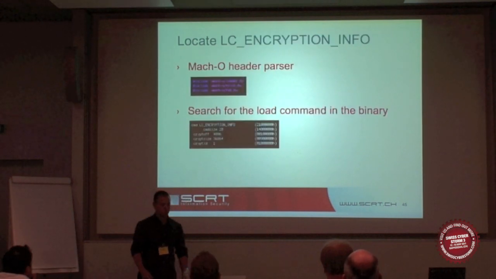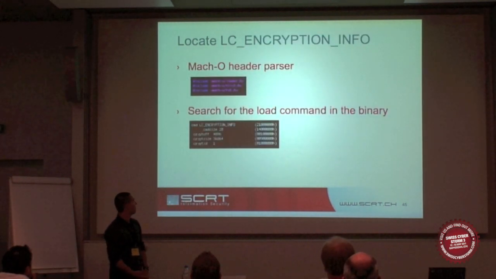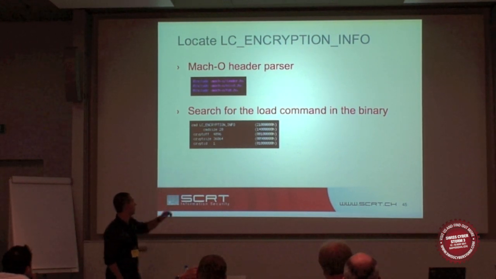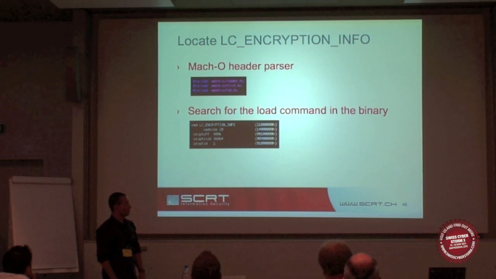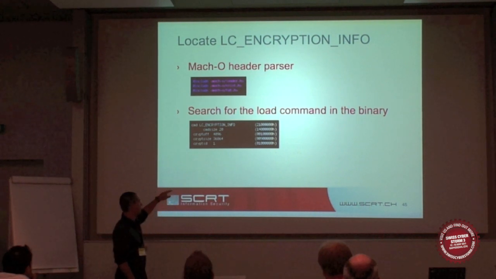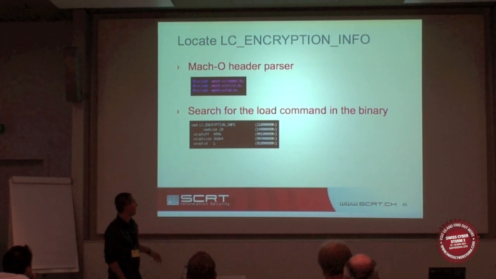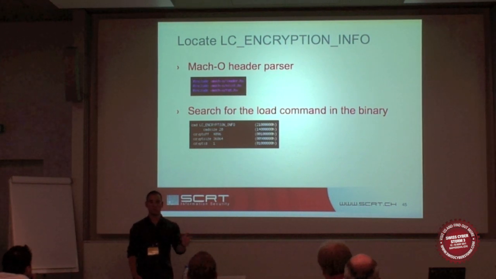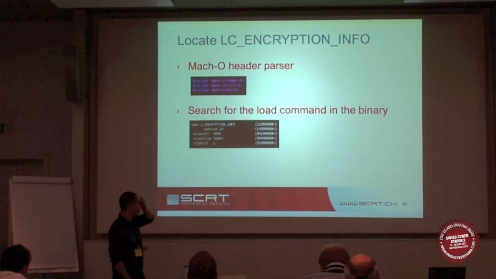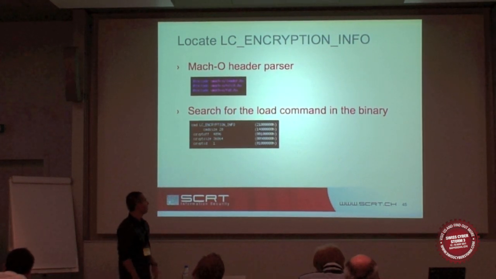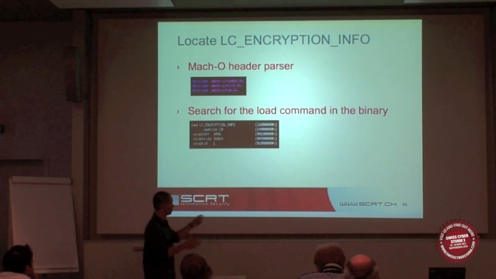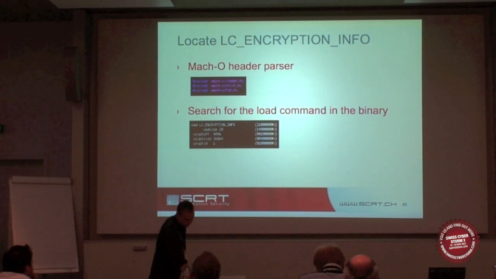So to locate it, we have two options. The first one is to write our own Mach-O header parser, using those include files. And the other option is to use a hexadecimal editor and search for the hexadecimal representation of this load command. So you have to take care of the endianness of the load command. For example, the cmdsize is equal to 20, which is 14 in hexa. So you have to switch the endianness in order to construct your pattern.